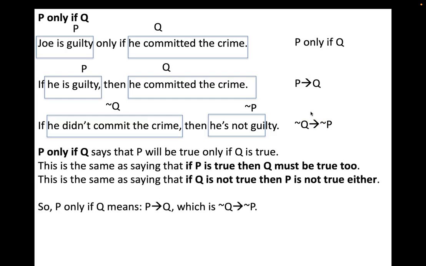That's the only way you can get P to be true, which is the same as saying if P is true, then Q must be too, which is the same as saying if Q is not true, then neither is P. So P only if Q means P arrow Q, which is not Q arrow not P. Now remember P if Q, when you don't have the only, means Q arrow P. So P if Q and P only if Q don't mean the same thing. P only if Q means P arrow Q. P if Q means Q arrow P.